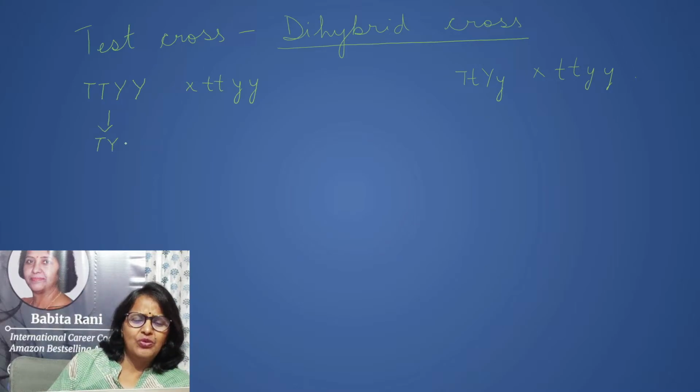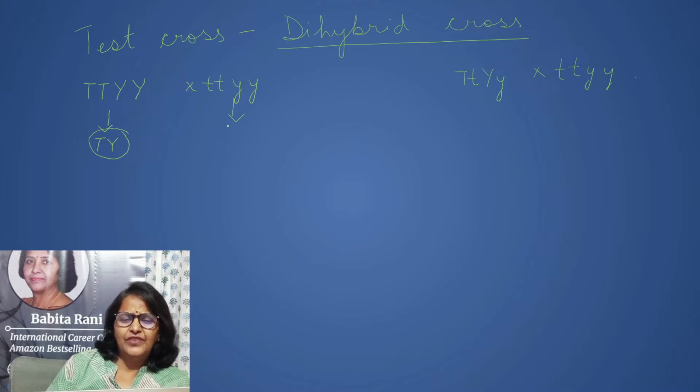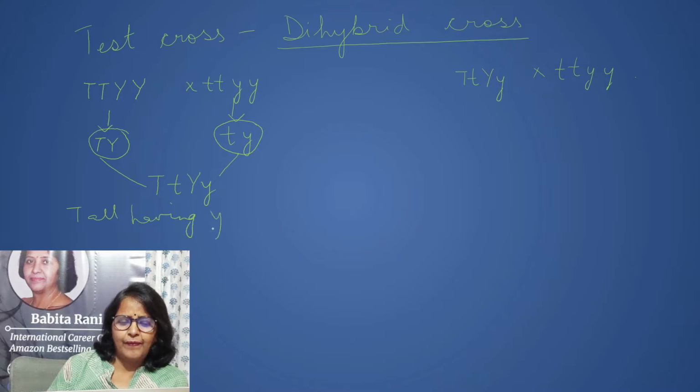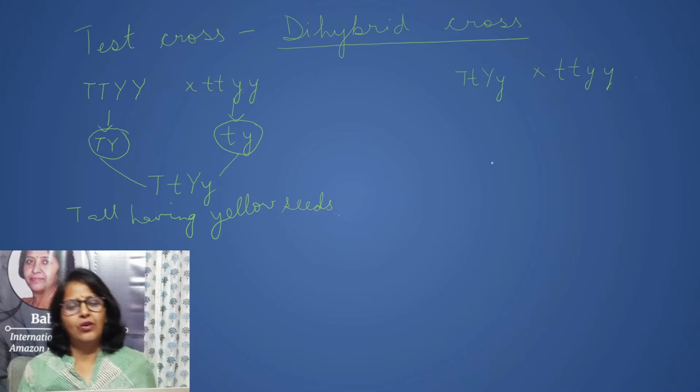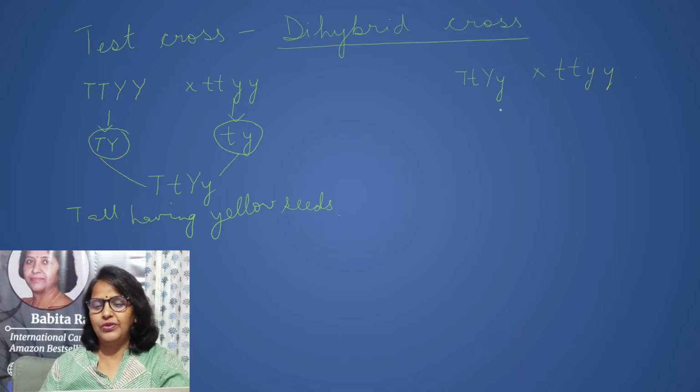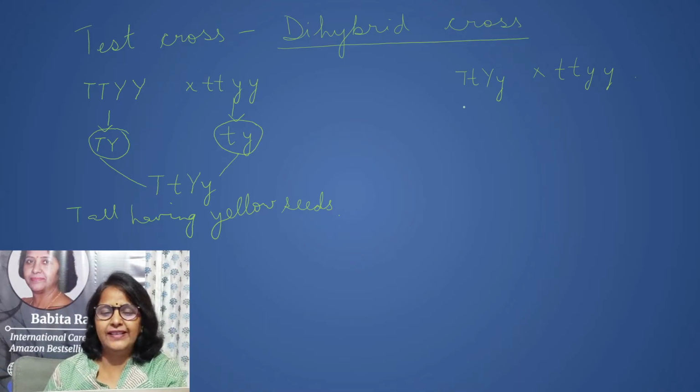Capital T, because only homozygous genes are there, so we have only one type of gamete, and hence all the plants will be tall, having yellow seeds. All the plants will be tall, having yellow seeds. What will happen in this case?